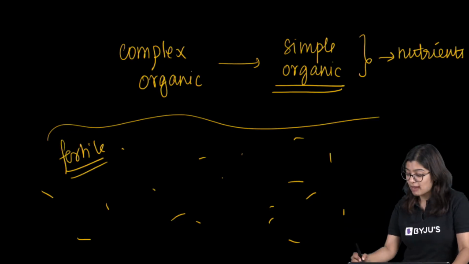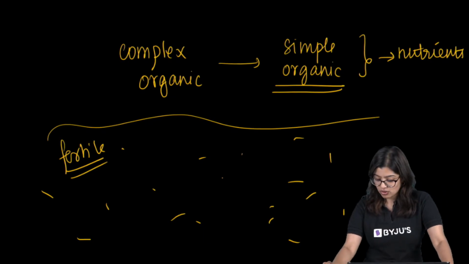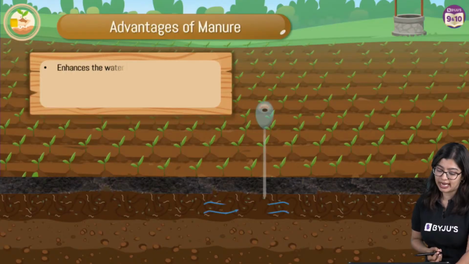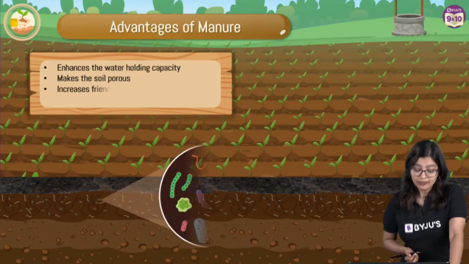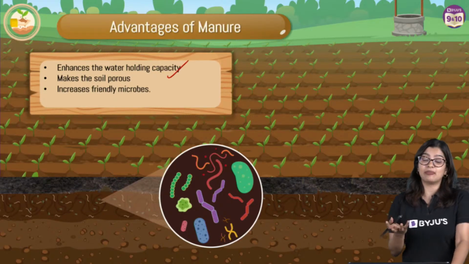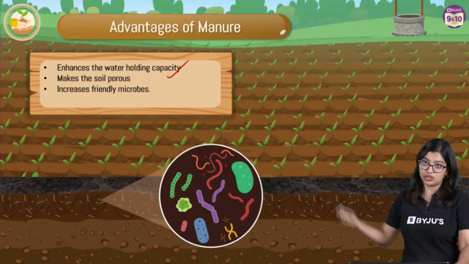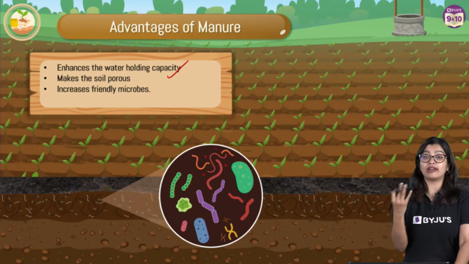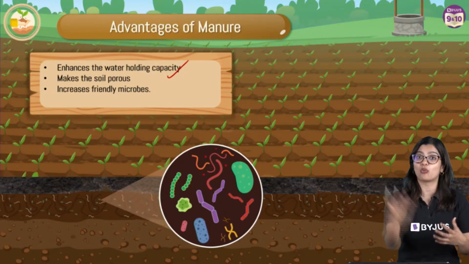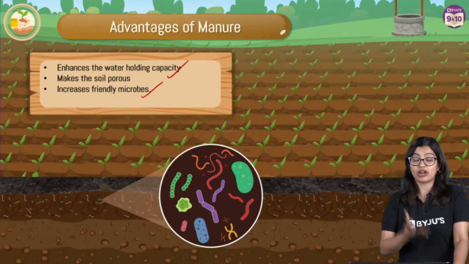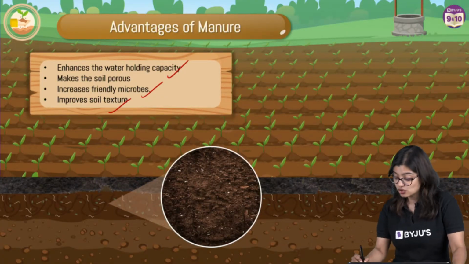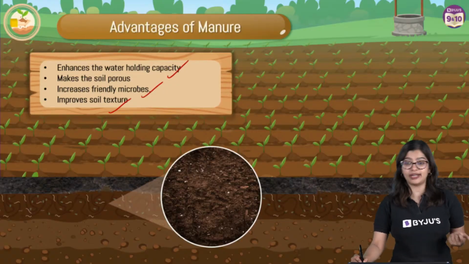Now, in the case of manure, what do we observe? It is organically obtained, so it has a lot of advantages. Because it is naturally obtained, if you mix manure with the soil, the soil will have better ability to hold water. It will also make sure that more water can be absorbed. It has more friendly microbes. It makes the soil texture better and improves the quality of soil.